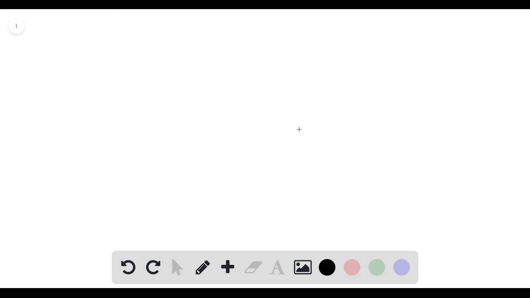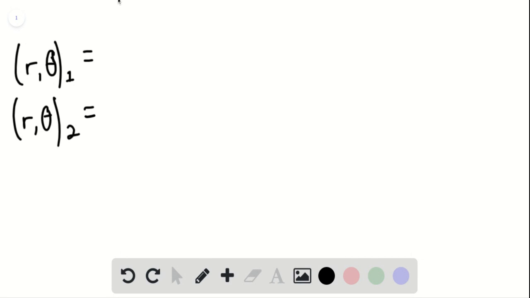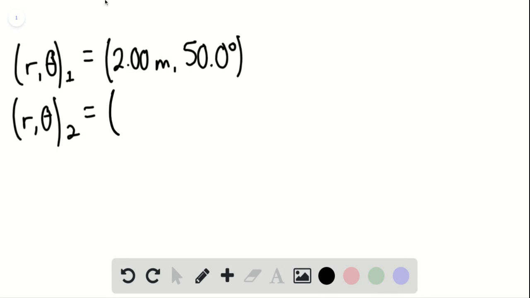So we have two polar coordinates. We have r, theta sub 1 and then r, theta sub 2. We have for sub 1, 2.00 meters, comma, 50.0 degrees. For our second one, we have 5.00 meters, comma, negative 50.0 degrees.